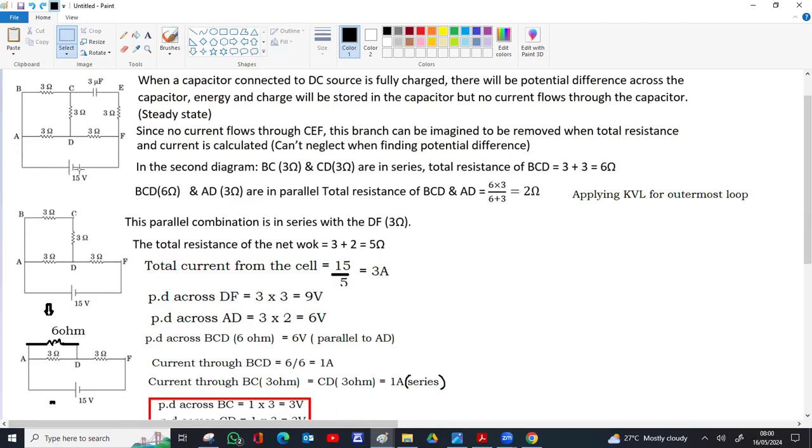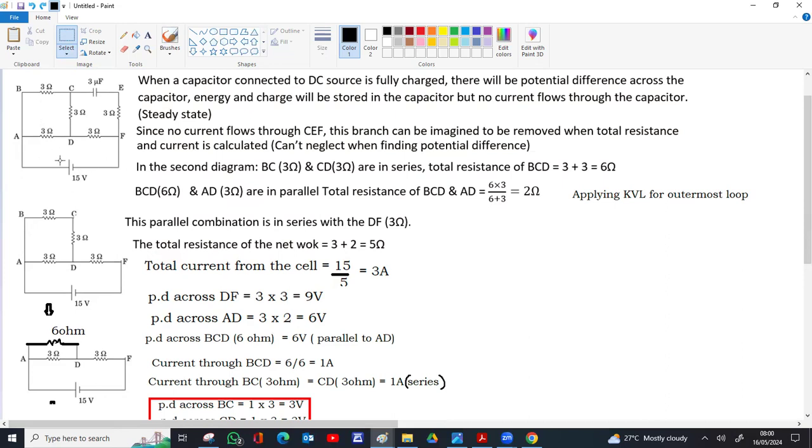The sign convention: from which terminal you leave that device, that is the sign of the potential difference. For the cell, no issue. We already know the longer line is plus, the other one is minus. If you take from left to right, it will be minus 15 volt. If you take from right to left, it will be plus 15 volt, because you leave from the positive terminal in the second case and the negative terminal in the first case.